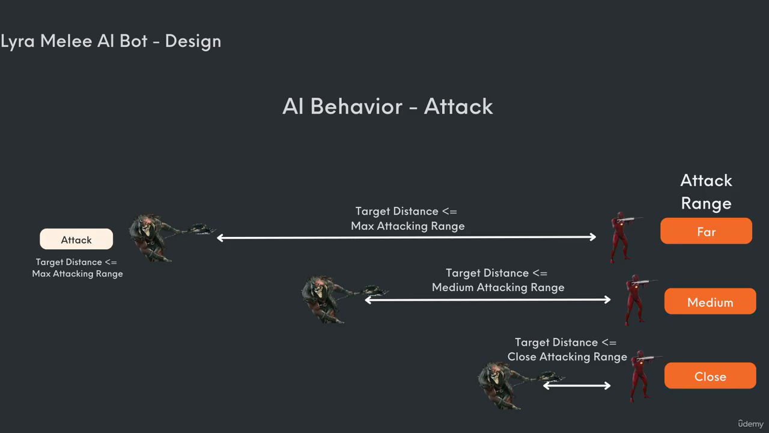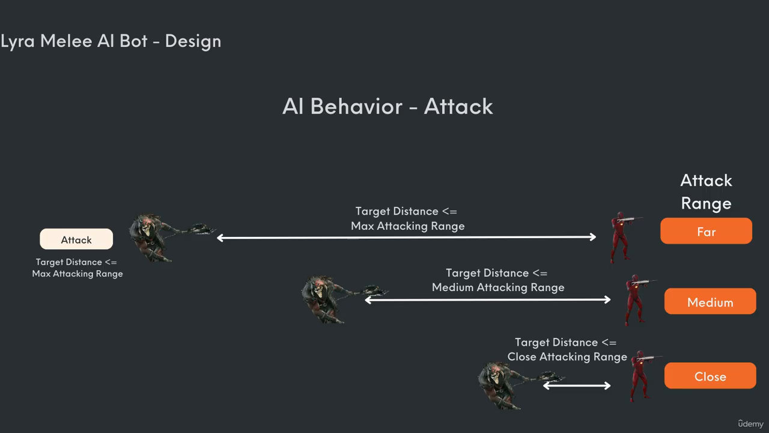Attack, the behavior changes to attack based on the distance between the bot and its enemy, when the target distance is less than or equal to the max attacking range. The attack behavior has 3 attacking ranges: far range, medium range, and close range. It depends on the distance between the bot and the enemy. When the target distance is less than or equal to the close attacking range, attack range is close. The bot attacks the enemy.